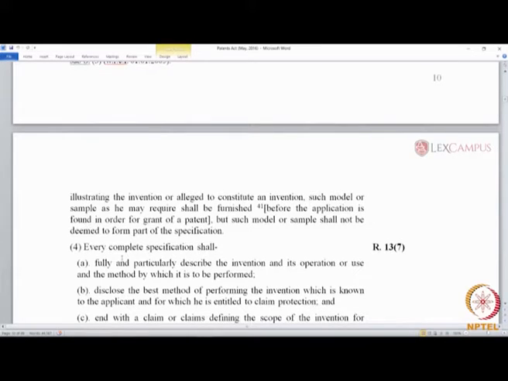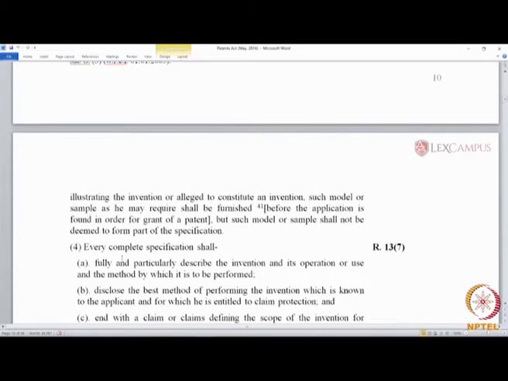Whereas models and samples, by their very nature, cannot be textualized. So, understand that the drawing and the written part of the specification, because they can be textualized, form a part of the specification, whereas models and samples, it is hard to textualize them, so they are not deemed to be a part of the specification.